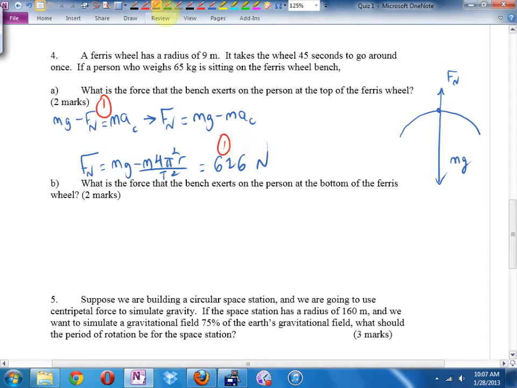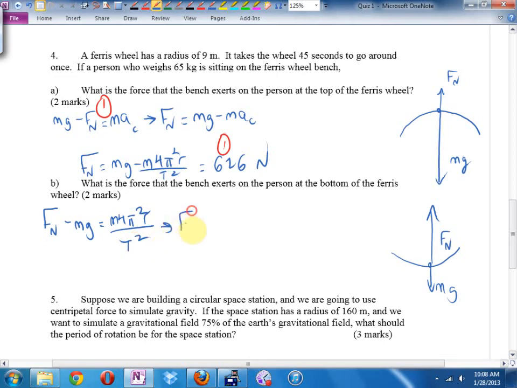B, now we're at the bottom. Okay, at the bottom, gravity down, but my net force has to be inwards. Normal force has to be winning. How do I know? Because when you're moving in a circle, the net force is towards the center. That's going to be normal force minus gravity equals m 4 pi squared r over T squared, mass times acceleration. That's going to give me a normal force of gravity plus m 4 pi squared r over T squared.